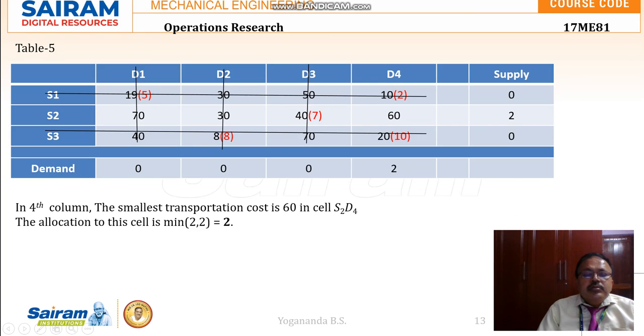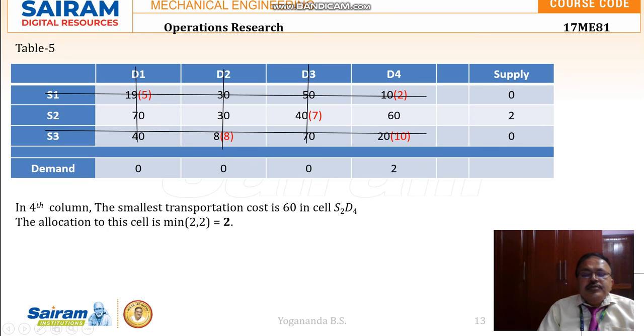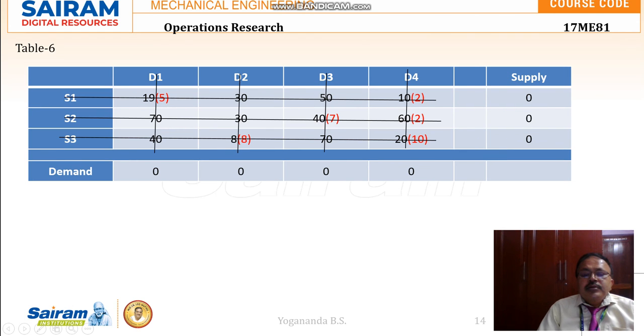Now we are left with this 60 and 20. So here I have 2 units of supply, 12 units is the requirement. Then I have 20, then 10 and 12. The lowermost out of this is 20. So assign, out of 10 and 12, assign 10 to this 20.